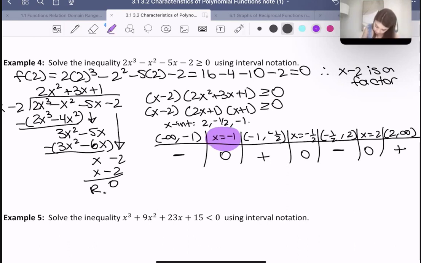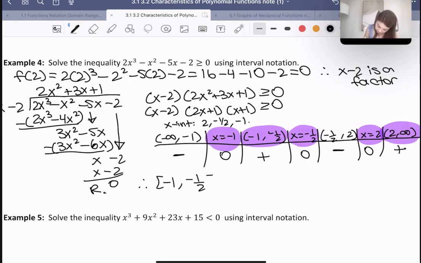That's going to be this one here, this one here, because these are all zeros, right? And then this one here and this one here are positive. So everything that's non-negative, I'm going to give as the answer. Okay. And then we have negative 1 up to negative a half, including those numbers this time, and everything from 2 up to infinity. And there we go. There we have it.